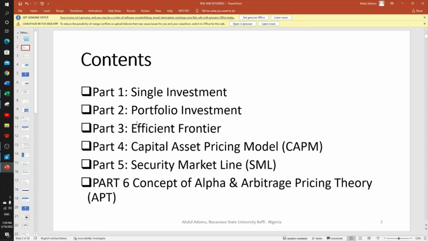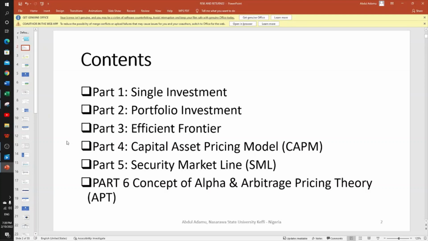Then we'll look at the efficient frontier, the risk and return of different investments, those that will give you an efficient return for bearing a certain number of risks. We look at the capital asset pricing model, that is the role of beta, that is the risk of the market, then the security market line, and the concept of alpha and the arbitrage pricing model.